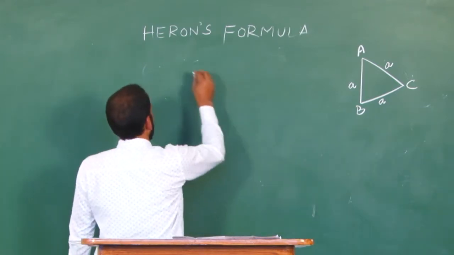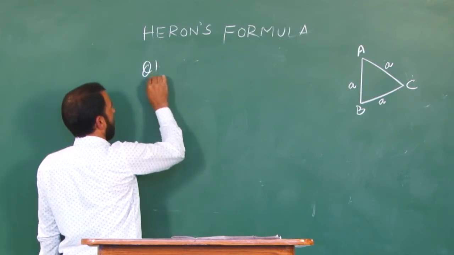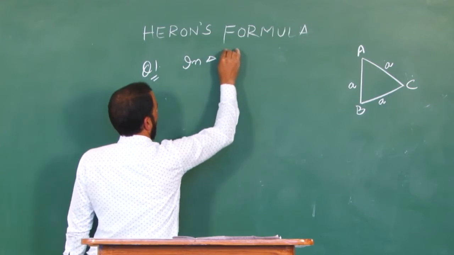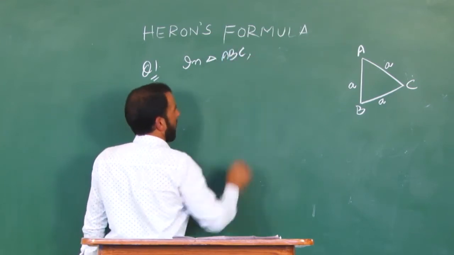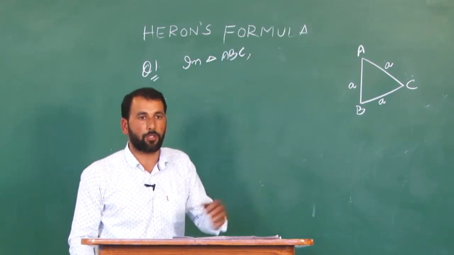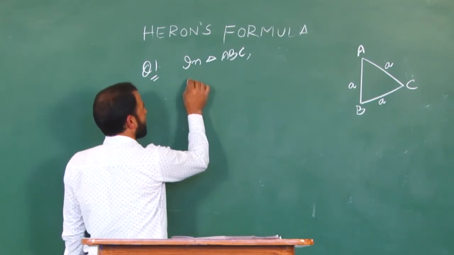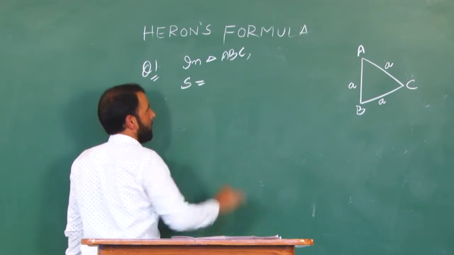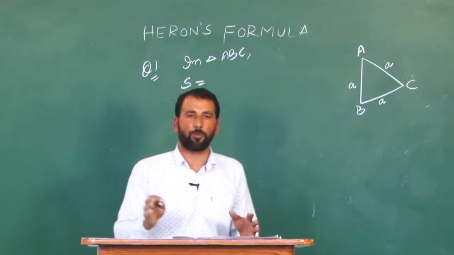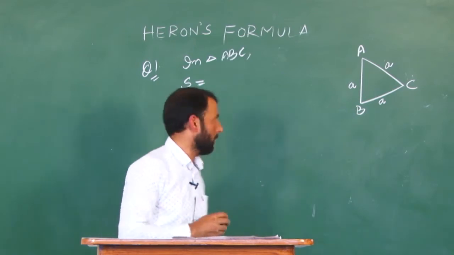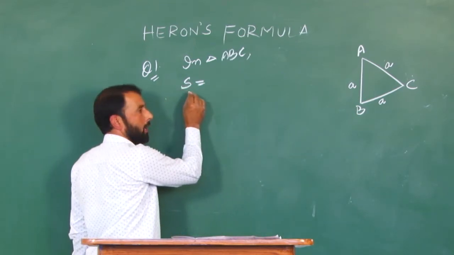So in the equilateral triangle we can write, question number 1 here. In triangle ABC, what is this triangle ABC? It is an equilateral triangle with all sides equal to a units. Therefore, for finding the area by using Heron's formula, first of all we find the semi-perimeter of the triangle. The semi-perimeter is denoted by the letter s.